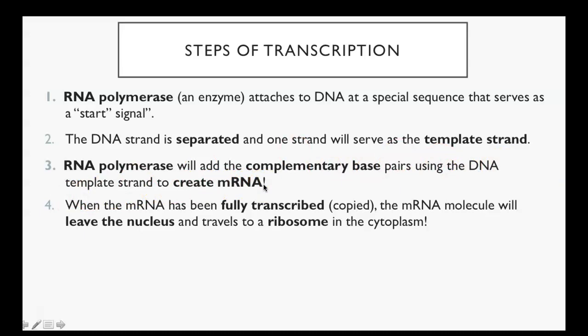What you need to know right now is that RNA polymerase is going to go to a special sequence in a DNA molecule that needs to be copied. RNA polymerase is then going to unwind that DNA molecule. Once it is unwound, the RNA polymerase adds the complementary base pairs using the DNA template strand to create the mRNA strand. When the mRNA strand has fully been transcribed, meaning copied, the mRNA molecule will leave the nucleus and travel to a ribosome in the cytoplasm to be translated. So let's take a look at that.